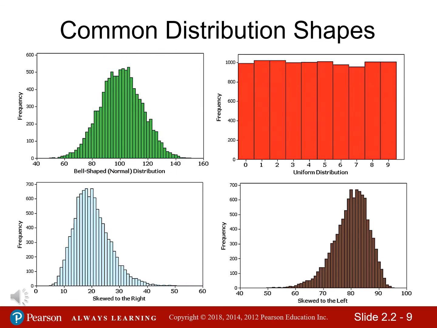Let's consider four of the more common shapes of histograms. The first is the bell-shaped distribution. This is also known as the normal distribution. This is a distribution that occurs naturally in many situations.